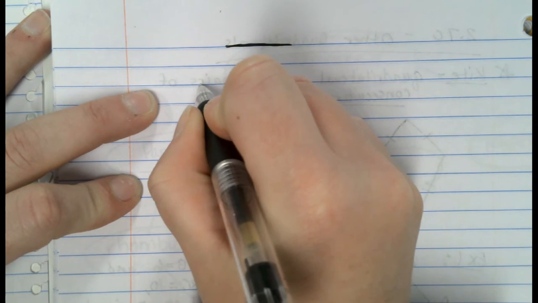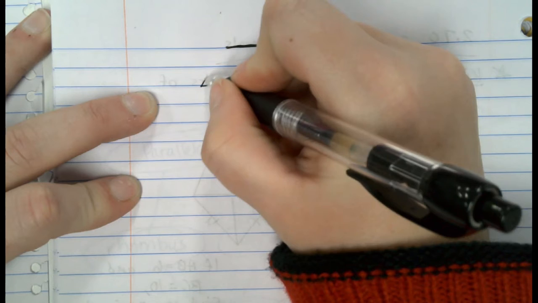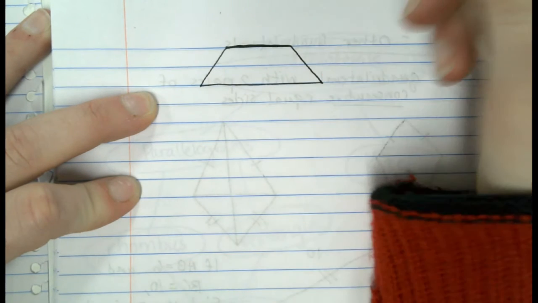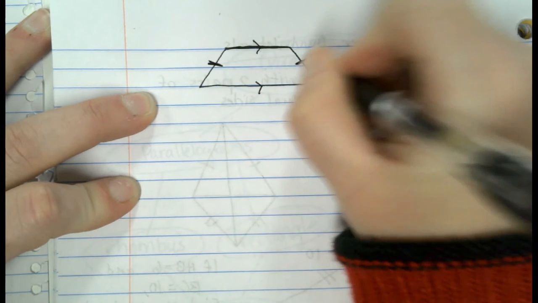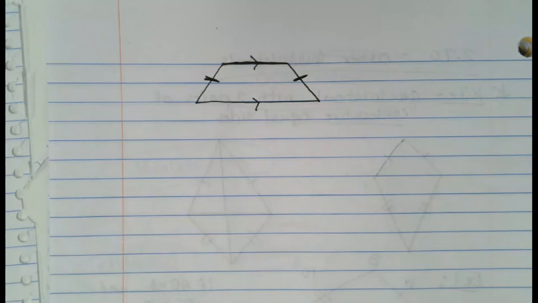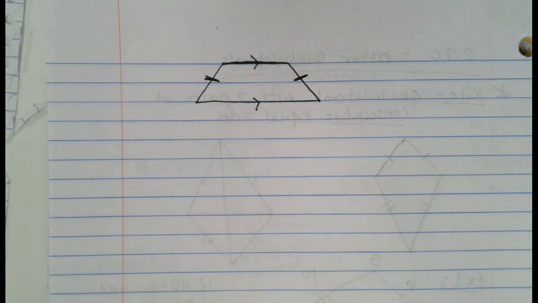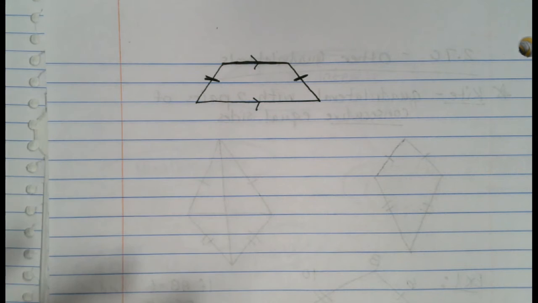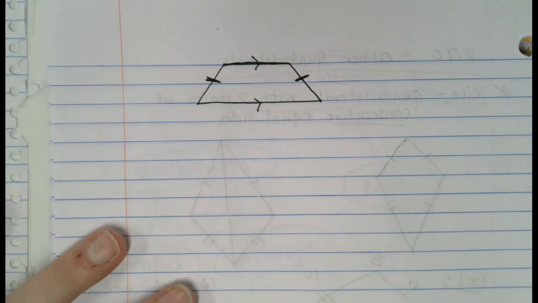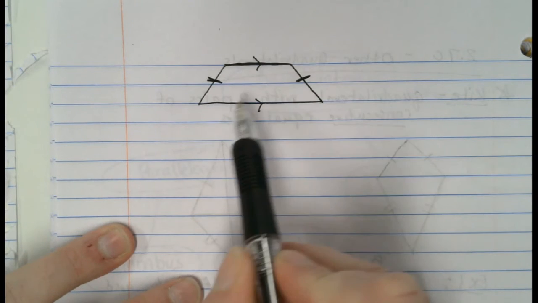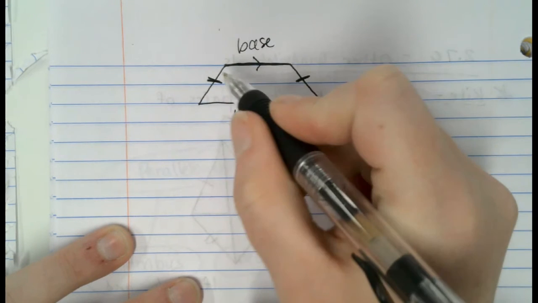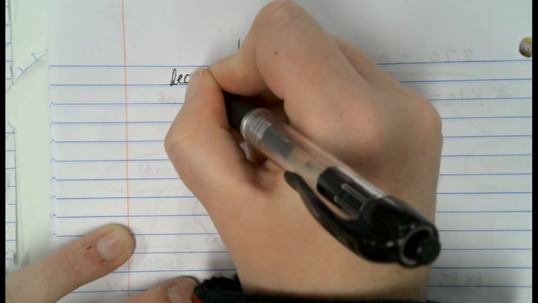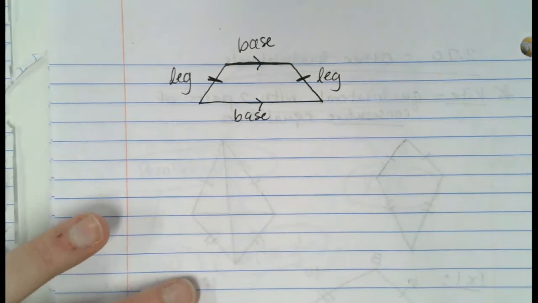When you have a trapezoid that looks like this, and these lines over here on the side are congruent, this is a special trapezoid. Just to give you a little bit of information, we would call the two parallel lines the bases. This is the top base and this is the bottom base. These lines over here, we call these legs. Doesn't really make sense to me, but they're called legs.